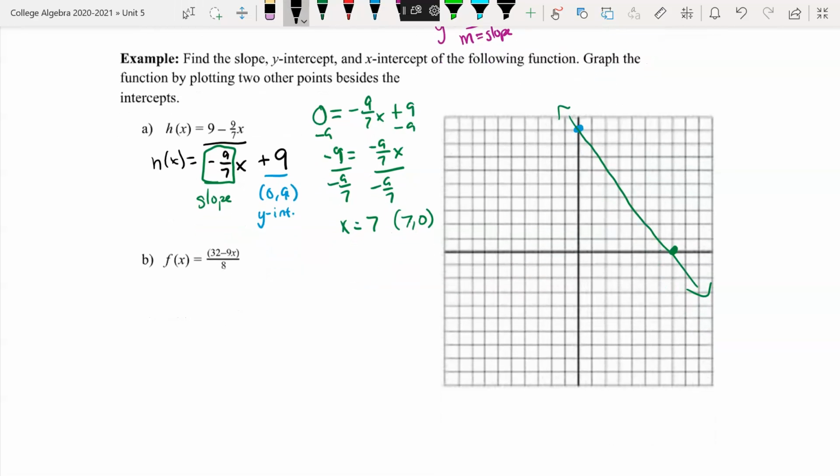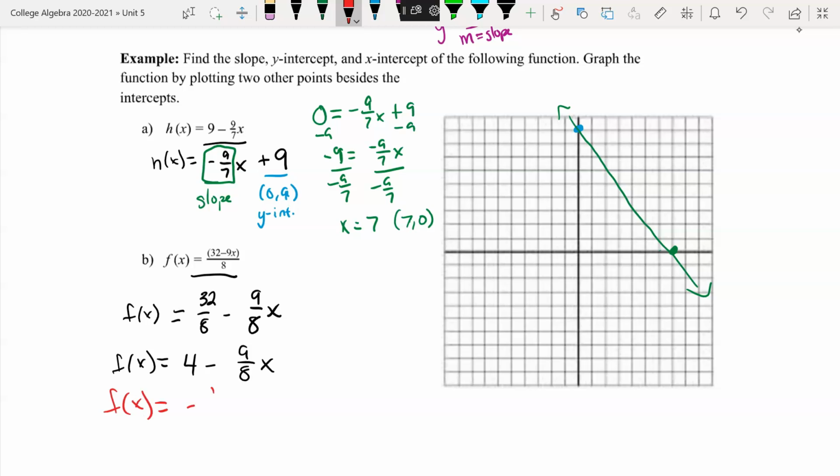B, very important that you understand this one. Okay, it looks complicated. Just split it into two parts. So if I do this correctly, I'm going to say 32 over 8 minus 9 over 8x. Well, I can simplify 32 over 8 to 4 minus 9 over 8x. So now it looks a lot like the one we did above. So if I just rewrite it into slope-intercept form, it looks like that.